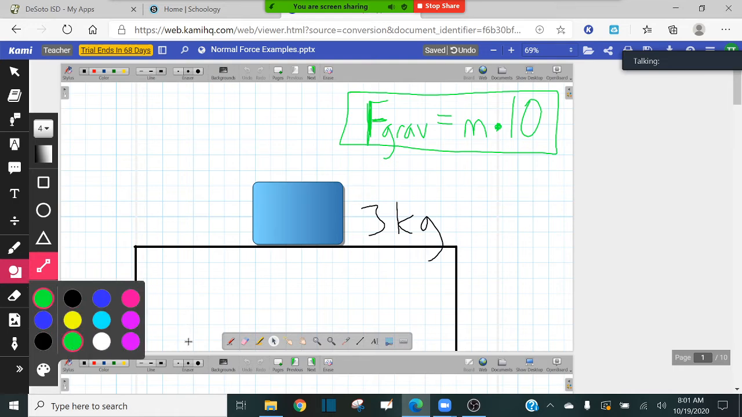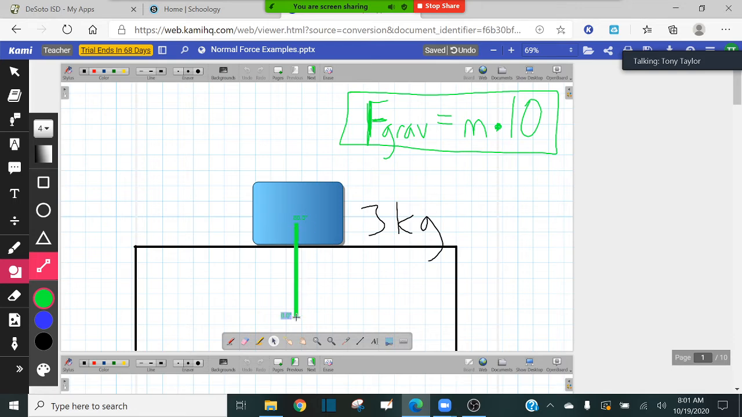We already know that there's a force of gravity pulling down on the block, so I'm going to draw an arrow to represent gravity. Gravity is literally pulling the block down. But obviously, guys, you don't see the block going directly through the center of the table. In fact, what you see is that the block is just sitting there. So there has to be another force balancing this force right here. Well, what is that force?